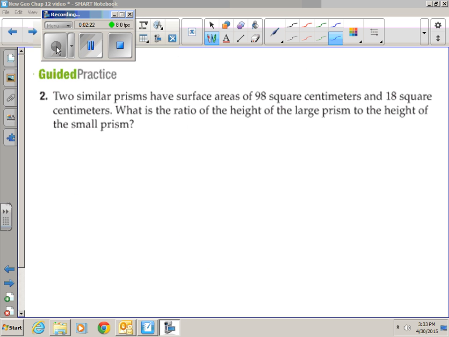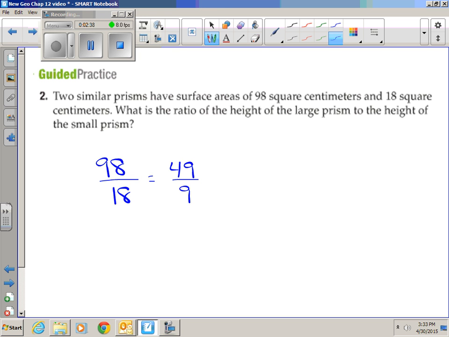Looking at this problem right here, we have 2 similar prisms. Their surface areas have a ratio of 98 to 18. If I divide both of those by 2, we have a ratio of 49 to 9. These are the ratios of their surface areas, which is an area measurement. So we're going to take the square root of both top and bottom, which equals 7 to 3. And that's going to be the ratio of their sides or any other linear measurement. So the answer is 7 to 3 would be the ratio of their heights.